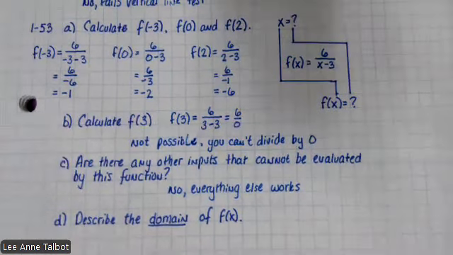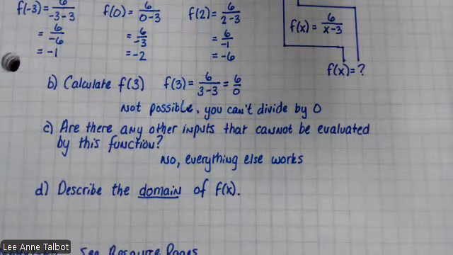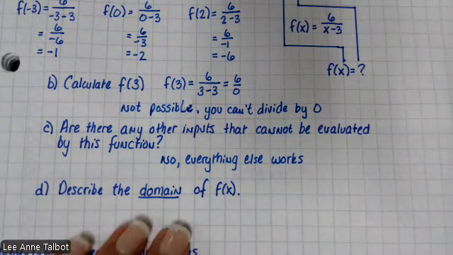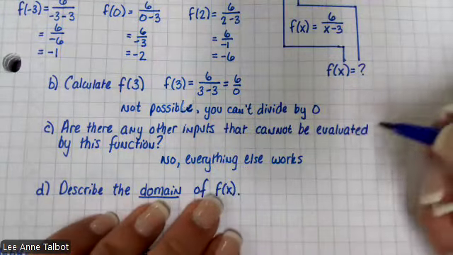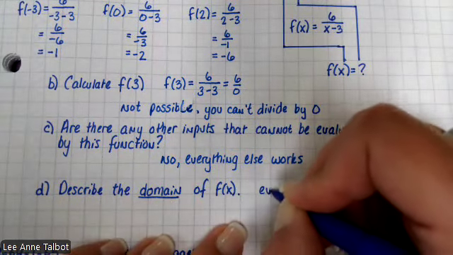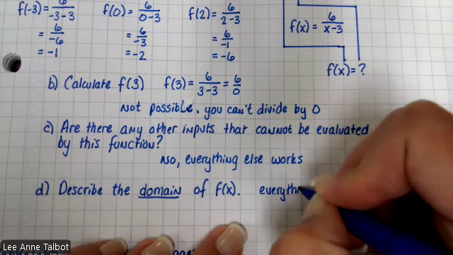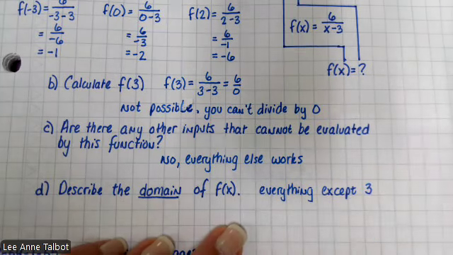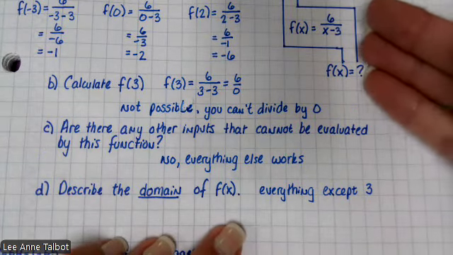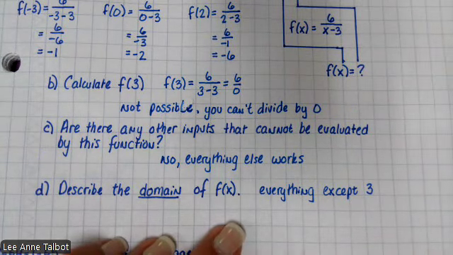Okay, and now we're going to start this vocab word for today. It's called domain. A domain is all of the x's that work. So describe the domain of f of x. It just means everything except 3. Everything works in this problem except 3.